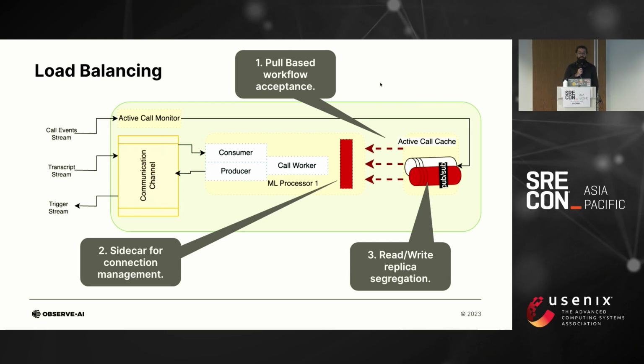So the first one is pull-based. So the call worker itself is intelligent enough to only accept a new workflow when it's able to sustain the latencies.